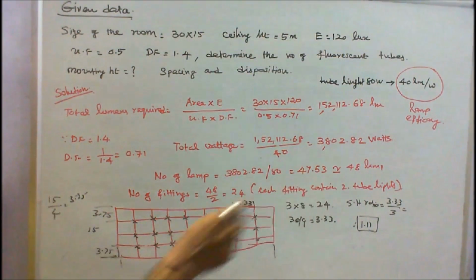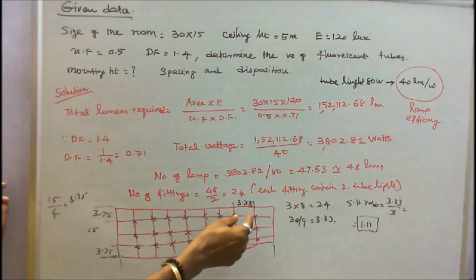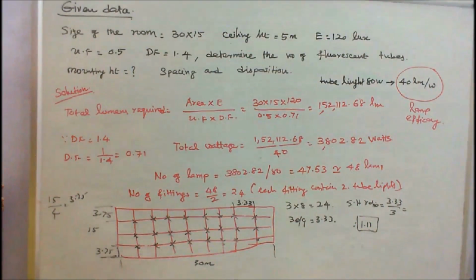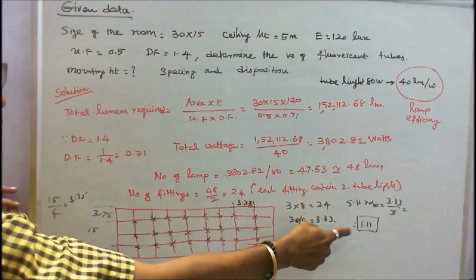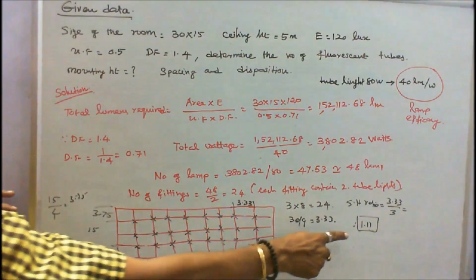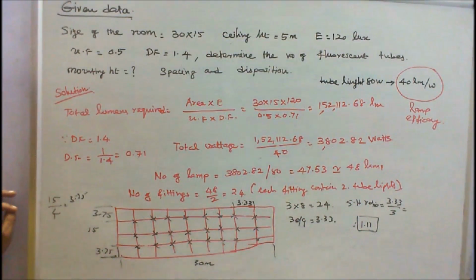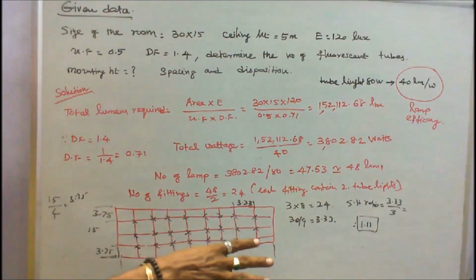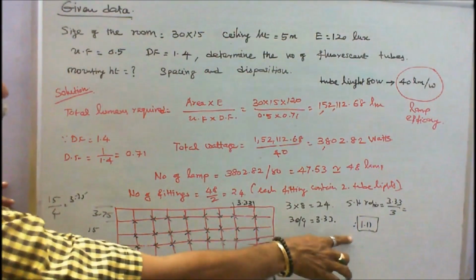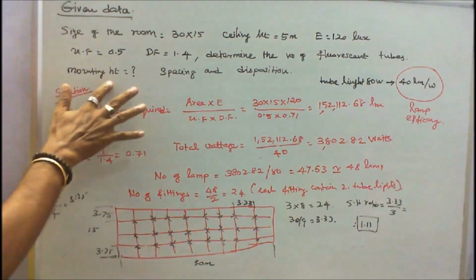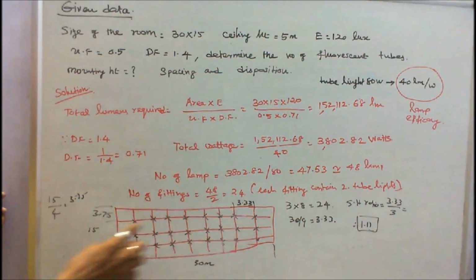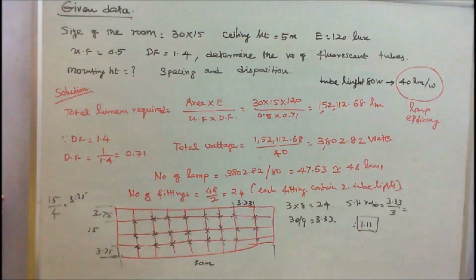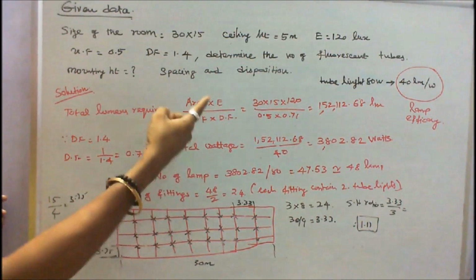Space height ratio is equal to horizontal distance divided by mounting height. If you choose mounting height 3, 3.33 by 3 is equal to 1.11, which is within the limit. The space height ratio should be 1 to 1.5. This is 1.11, so the mounting height is 3. Spacing is 3.33 in the horizontal and 3.75 in the vertical. This is 24 tube fittings, and each fitting contains 2 tube lights.